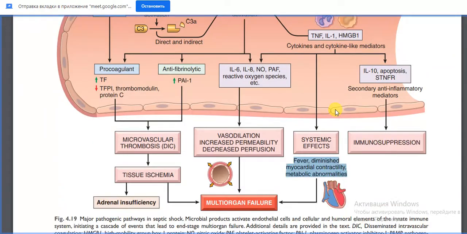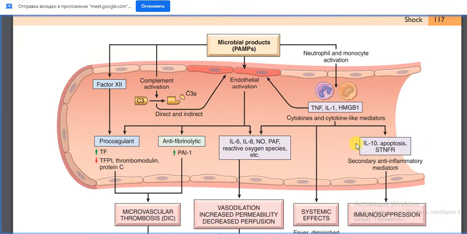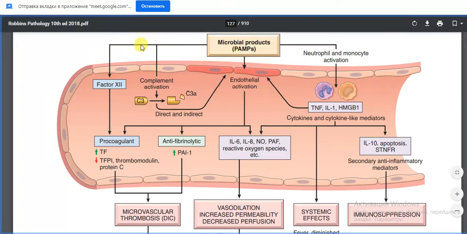Also it causes activation of interleukin 10 and apoptosis, fast apoptosis of a lot of cells, releasing secondary anti-inflammatory mediators, and it also causes immunosuppression. So over-tension of the immune system causes activation of anti-inflammatory mediators, which cause immunosuppression, which also promotes the shock.